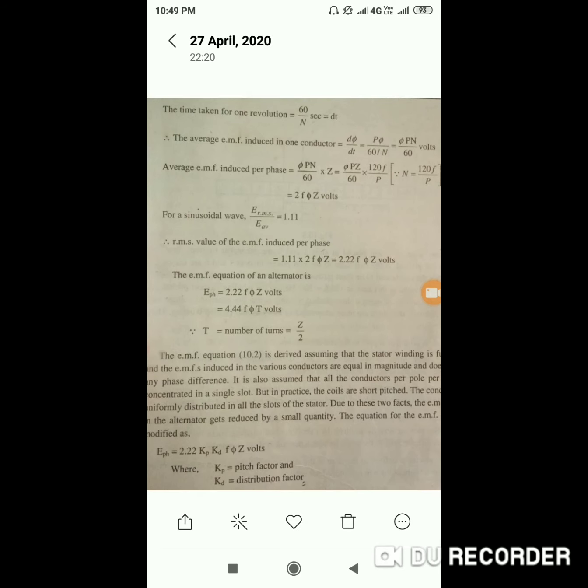Z is nothing but 2T, where T is the number of turns. When you put this in the equation, it becomes 4.44 f phi T, in terms of volts. Here, a simple modification is needed with respect to the pitch factor and distribution factor.